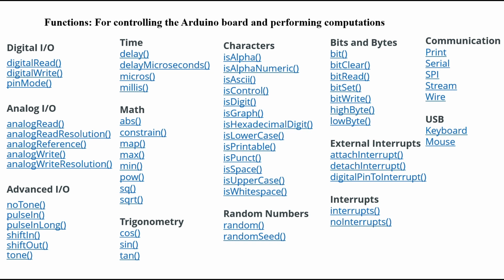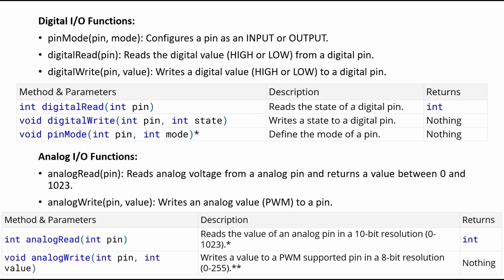Then we have various functions that are inbuilt in Arduino programming to control the Arduino board. We have a variety of these, of which we will be seeing the important and most frequently used ones. First, digital input output functions, where we have pinMode. The M should be in uppercase and the arguments are pin and mode. It is used to configure the pin as input or output.